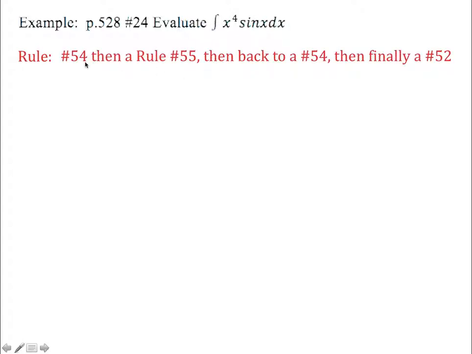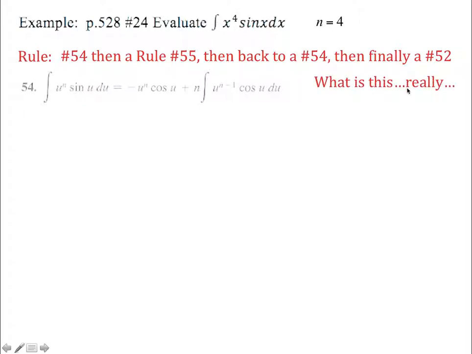We're going to have to jump around a lot. Basically, these rules, 54, 55, 52, all these rules are integrations by parts done for us. So we're going to start out with rule 54, because rule 54 is u to the n sine u. So if u is, and you know, what is this really?